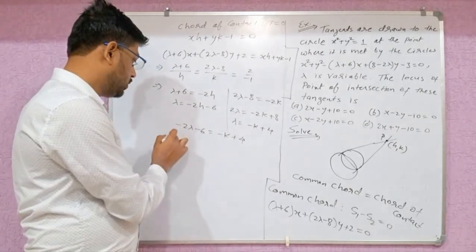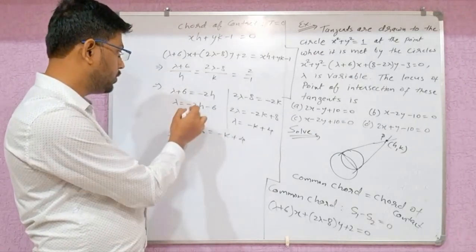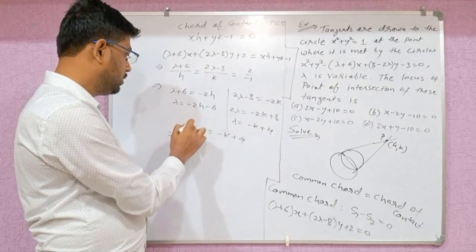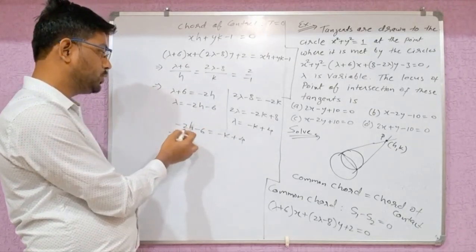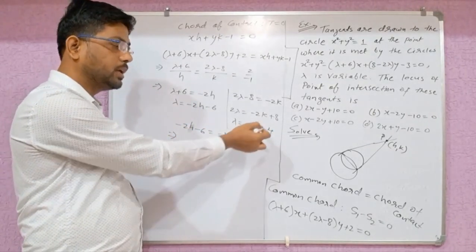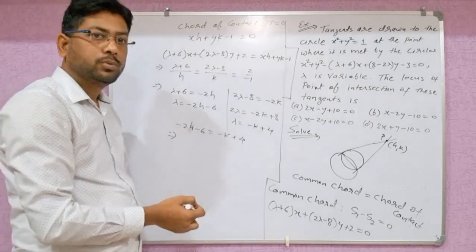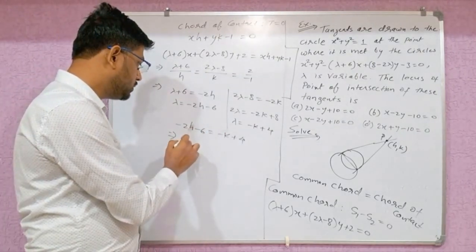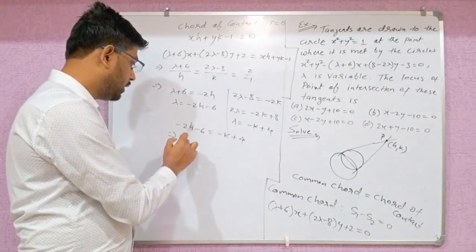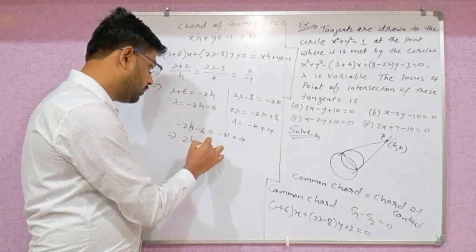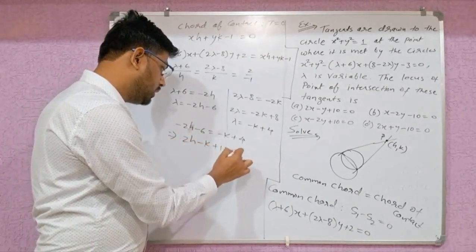Okay, so now by simplifying this, not minus 2h, this minus 2, minus 2, this is what? Minus 2h minus 6 is equal to minus k plus 4. Okay, now by comparing these two, by solving this, I'll get what? 2h minus k plus 10 is equal to 0.